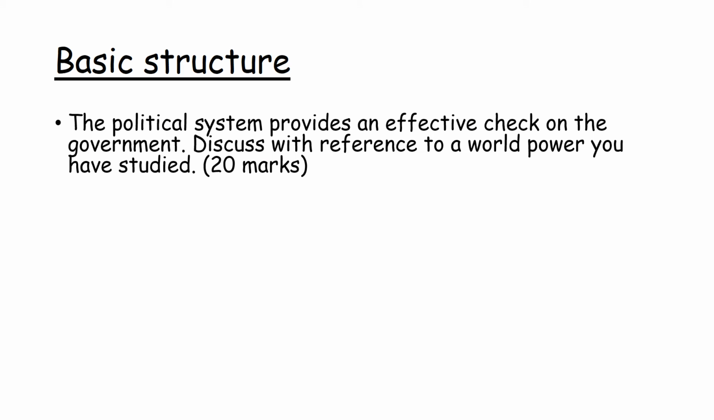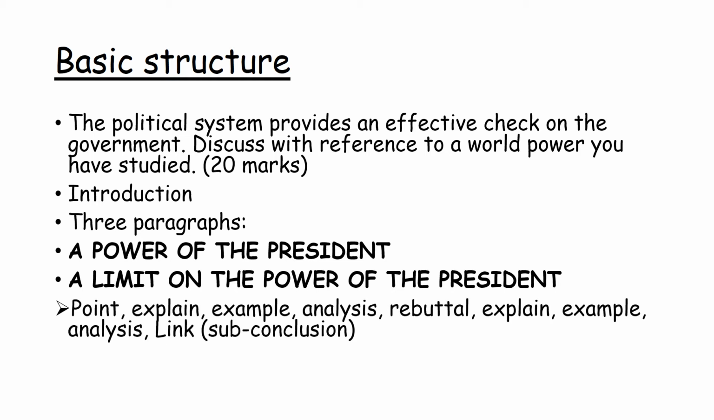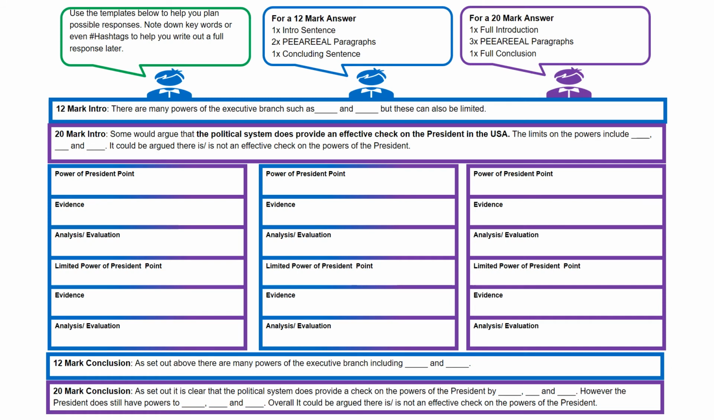Now, your basic structure for this essay. So here is your question here. The political system provides an effective check on the government. Discuss with reference to a world power you have studied. Worth 20 marks. So you need to have an introduction, 3 paragraphs, and in each paragraph you're going to have first half of your paragraph, a power of the President, and second half of your paragraph, a limit on the power of the President. Remember your structure for each paragraph of point, explain, example, analysis, then your rebuttal point, then explain, example, analysis, then link your sub-conclusion. And then you'll finish with an overall conclusion at the end.